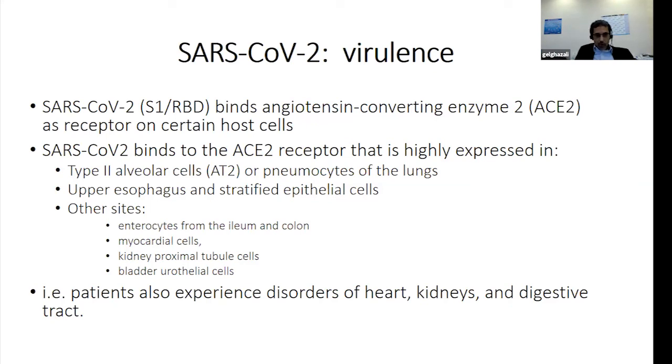This is why patients with COVID-19 who have lung manifestations might also experience other diseases. It is not unusual to hear that a patient admitted to the ICU developed acute kidney injury or acute heart injury. They are very common. This is in addition to diarrhea or gastrointestinal tract manifestations, because those cells can get infected in addition to the lungs.